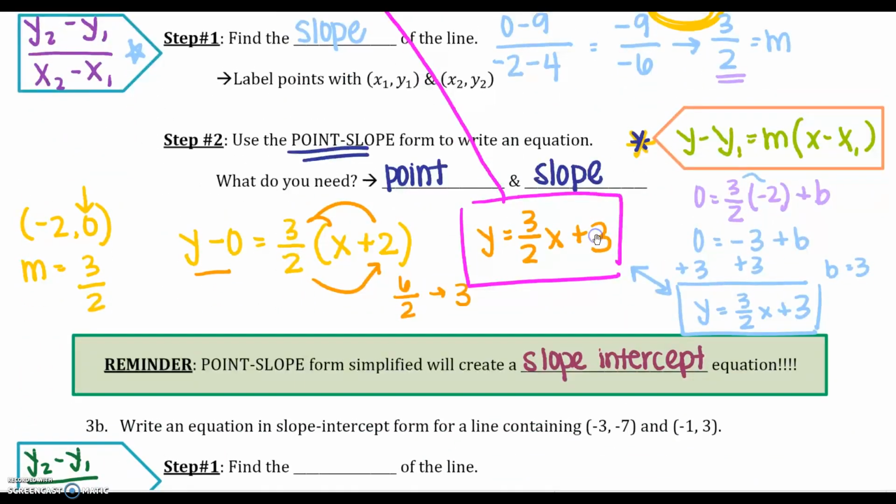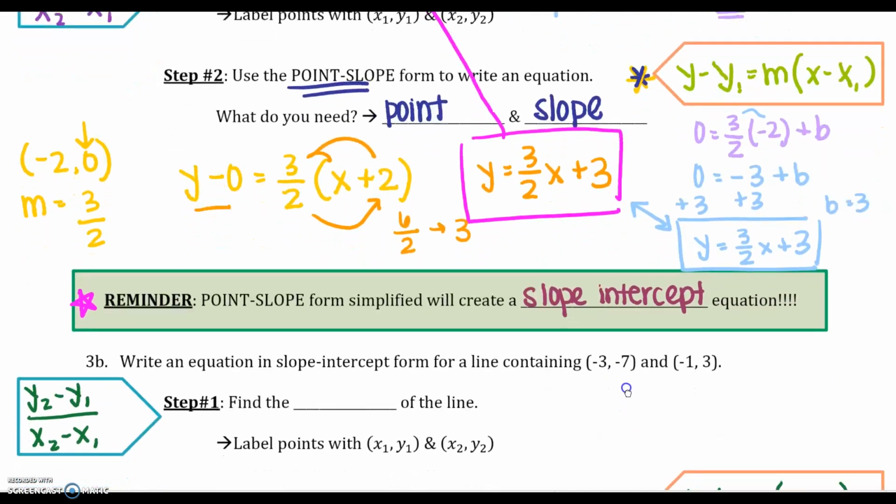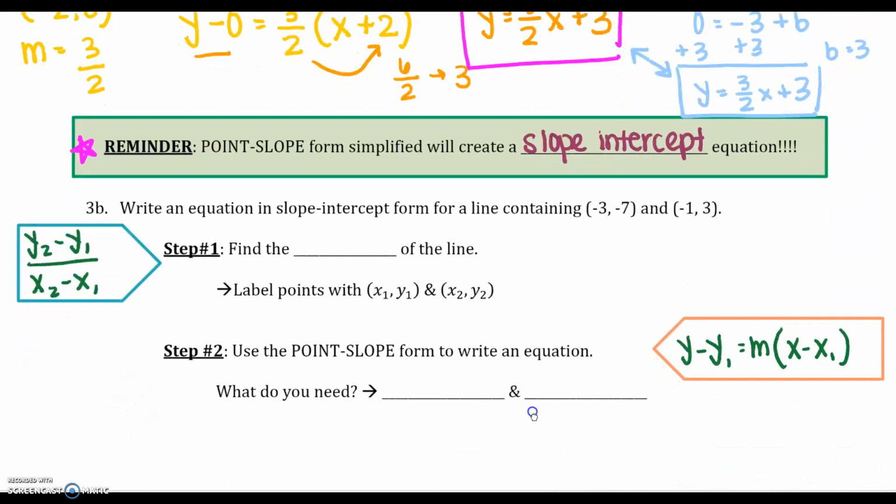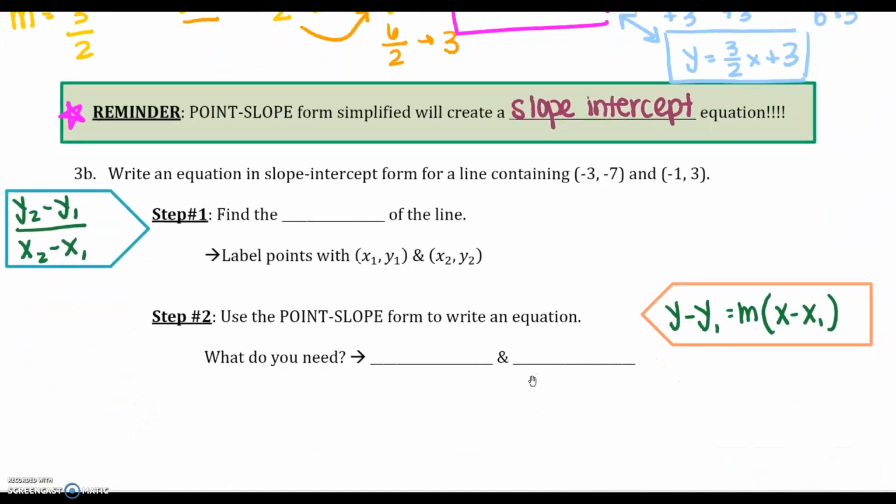All right, remember, point slope form simplified will create a slope-intercept form equation. So that is why I like point slope. It's easier for me, but you might not like it. So it's kind of up to you. All right, let's try another one.